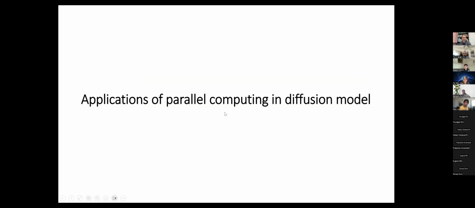So in this talk, I'd like to briefly discuss an idea on how parallel computing can be applied in diffusion models. This talk will be very brief. I'll be mainly focusing on explaining the overall ideas of diffusion models very briefly, and I'll also explain in which step it takes so much computing resources, and how parallel computing can be used to overcome that computational burden.